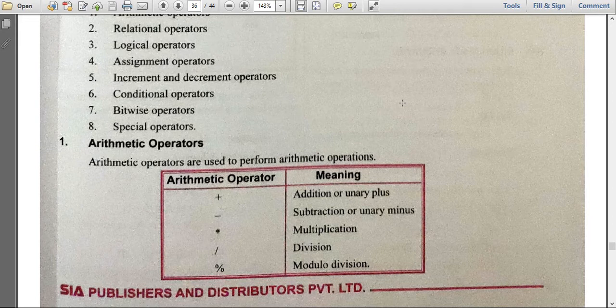If I use the division operator, what will I get? What is the difference between the slash and the percent operator? I already explained this. If I write a by b, what will I get, and if I write a percent b, what will I get? We discussed this in the class day before yesterday.